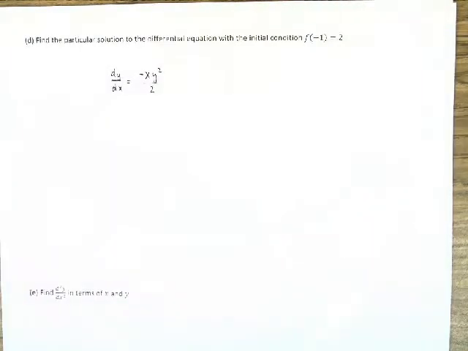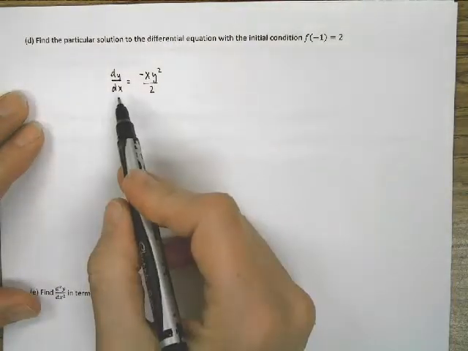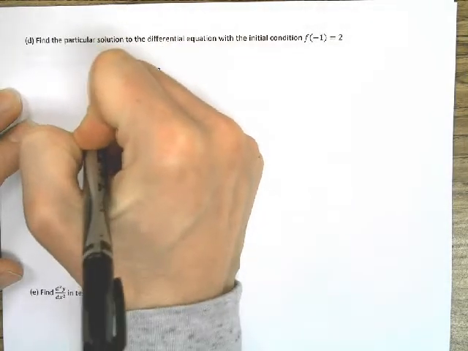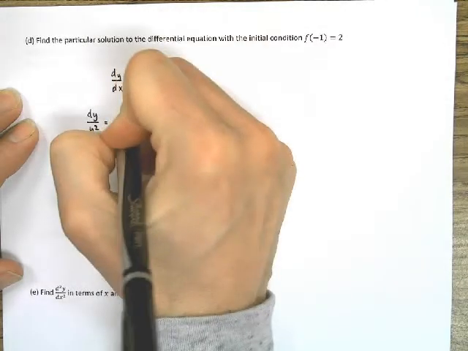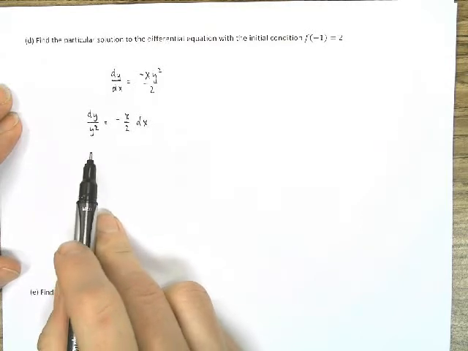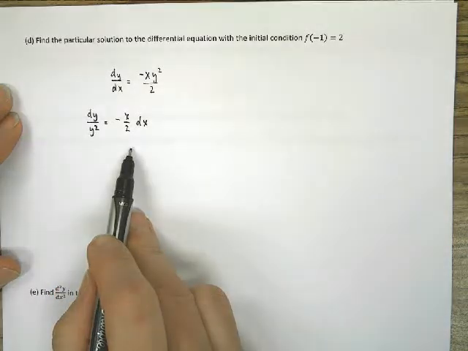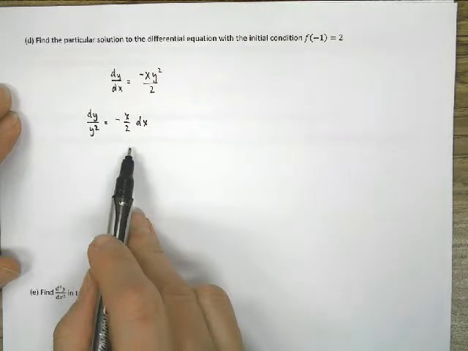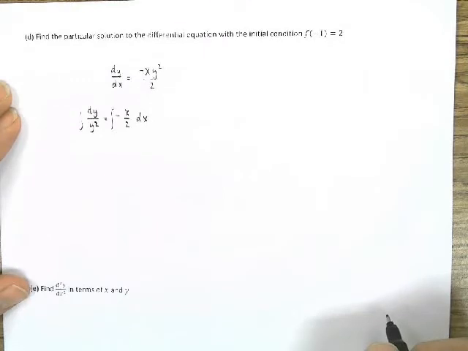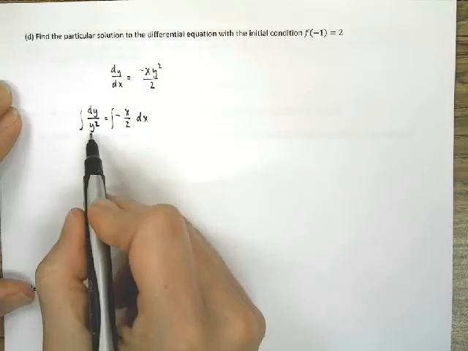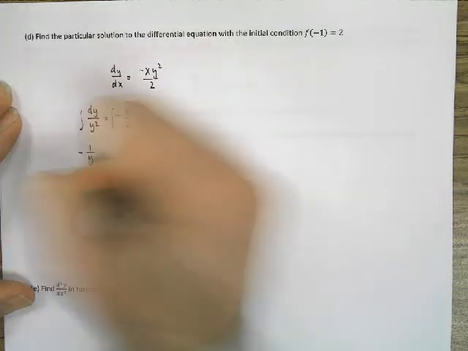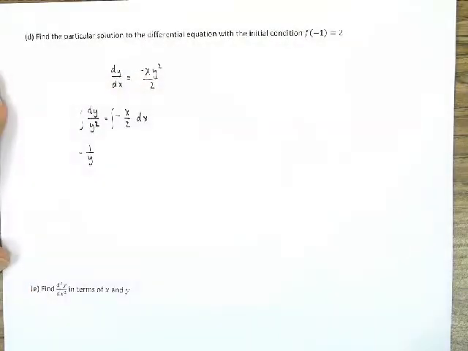So I know to solve this differential equation, the first thing I need to do is separate my variables. So I'm going to have dy over y squared is equal to negative x over 2 times dx. So now my y's, my dy's are on one side, my x's and dx are on the other. So I'm going to integrate that and use my antiderivatives. So this is really y to the negative 2. So I know my antiderivative is going to be negative 1 over y.